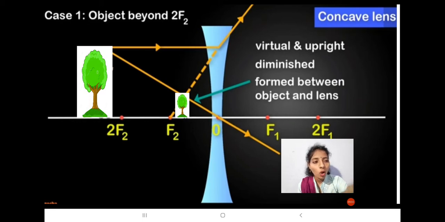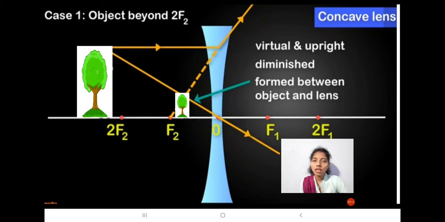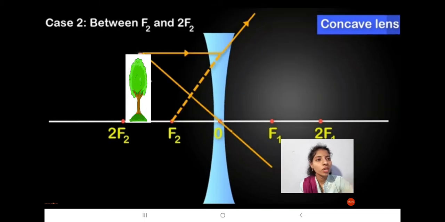It is between the object, this is the object, and this is the lens. This is the position of the image. So the position of the image is between object and lens, and it is virtual, upright and diminished. This is case 1.